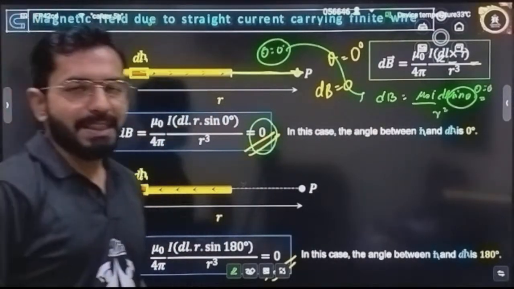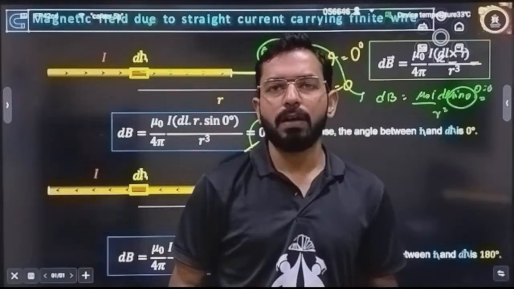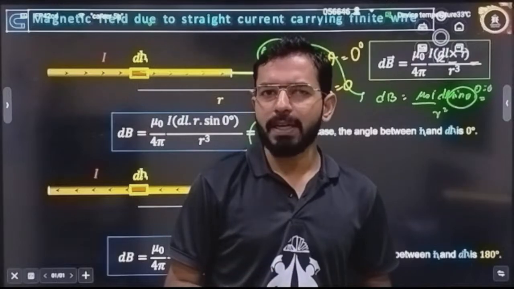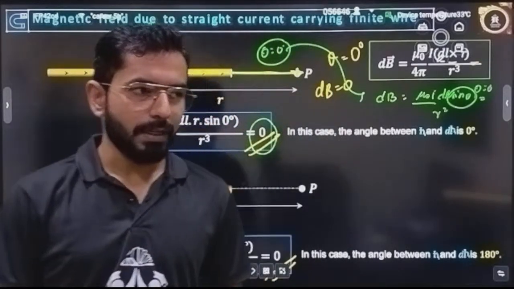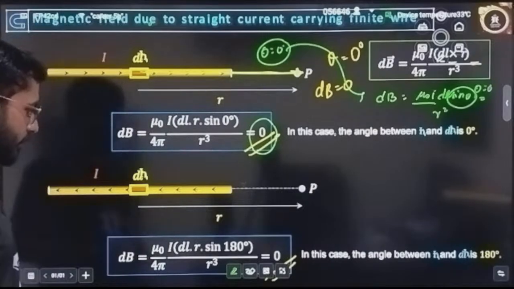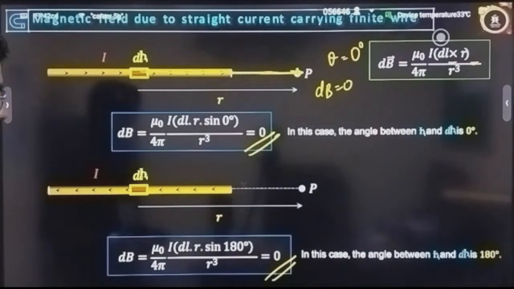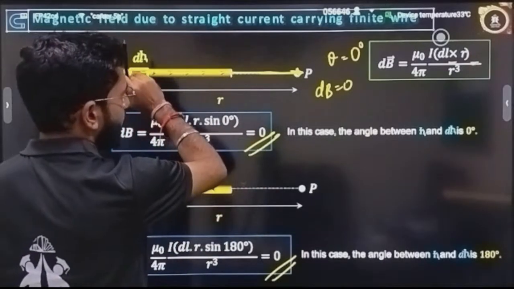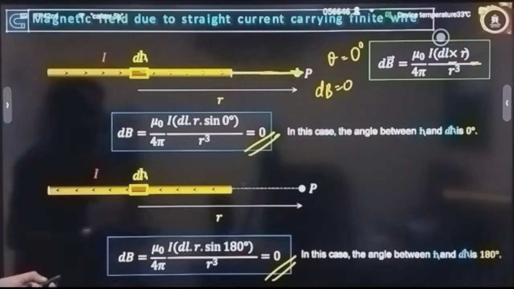So always remember, when the point where you have to calculate lies exactly on the same line as the wire, the magnetic field due to that complete wire will simply become 0. Better result. In a lot of places it is going to help us. It's not like I'm just telling you for fun. It is a very important result. It doesn't depend on the direction, whether current is flowing in this direction or that direction, the result will always be 0.